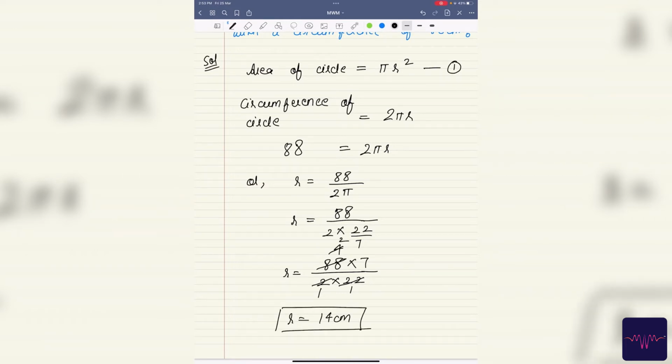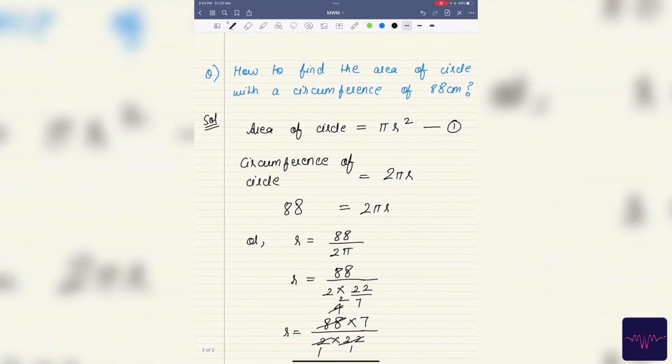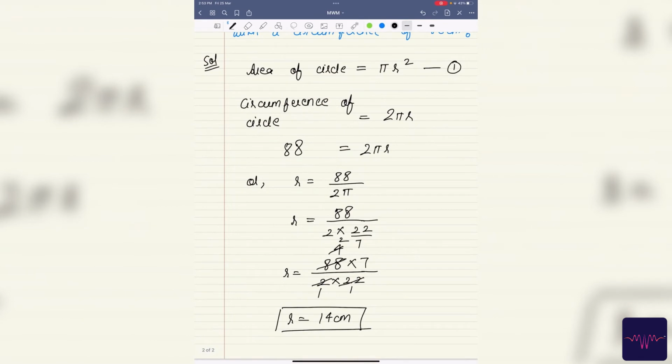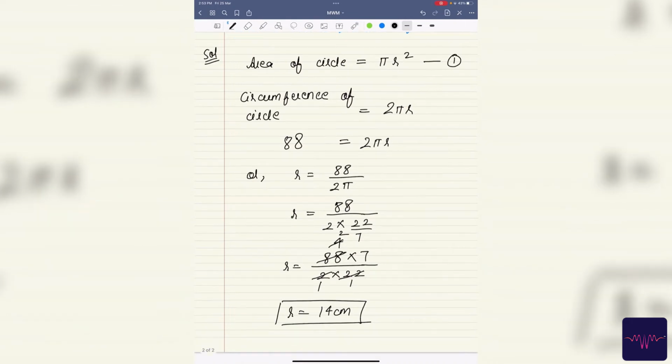Box your answers. Why boxing? Because you are telling the examiner, if you are not interested in checking my solution, here is the answer. And trust me, this happens most of the time, or sometimes the examiner is a little tired and wants to directly check the answers. So you are also highlighting the answers which are important.